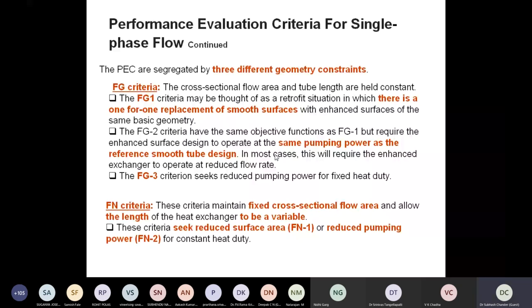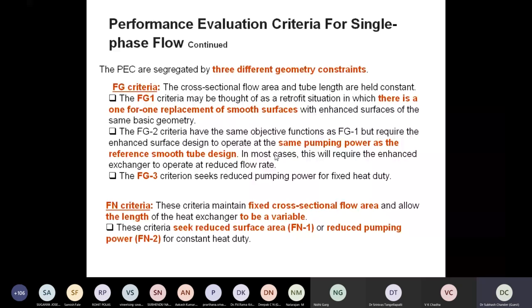So this is the fixed geometry criteria, FG criteria. In this, we compare the performance of a given heat exchanger to the roughened or enhanced heat exchanger. The cross-sectional area and the tube length are held constant in this criteria, right? In the first category, FG1, we call it a fixed geometry.